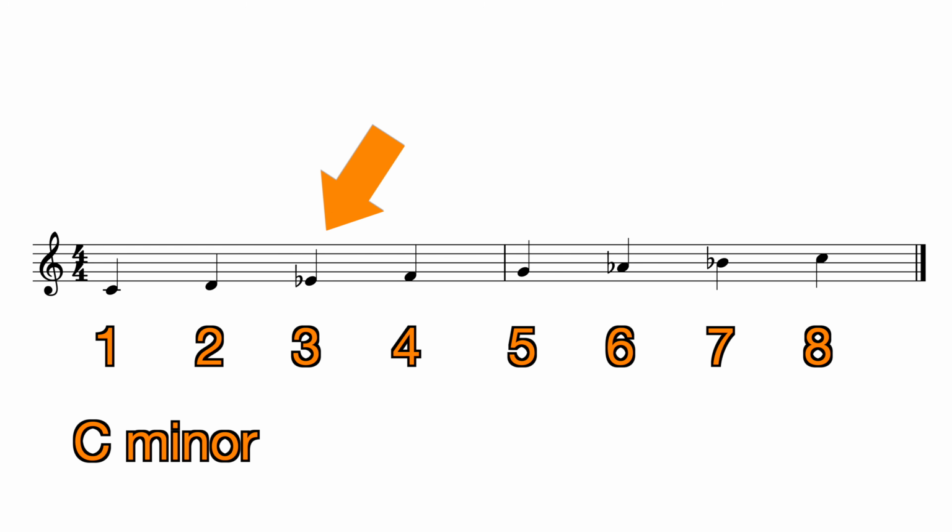Just keep in mind when you do this, the 6th from the major scale and the 3rd of the minor scale must be considered together with their accidentals. For example, if we got C minor, the 3rd is E flat, not just E. Same the other way around.